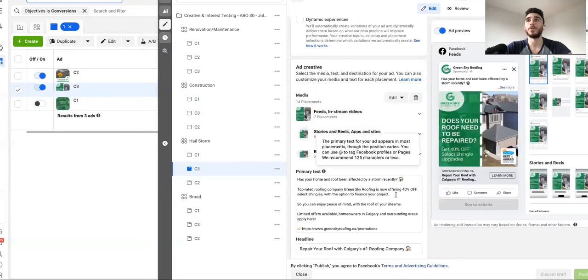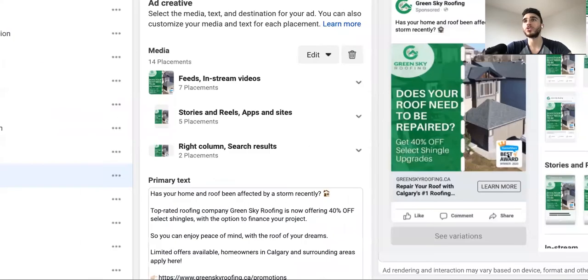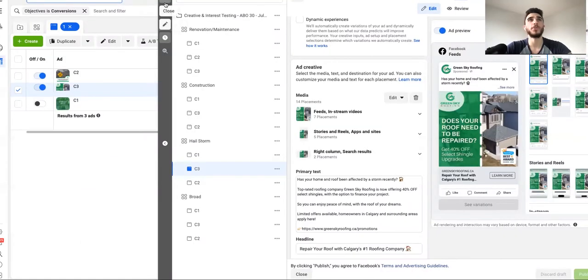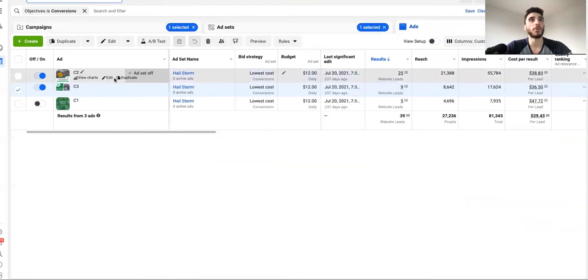It's the same ad copy. We were testing, this is a creative and interest testing campaign. Does your roof need to be repaired? Get 40% off select shingle upgrades. Make the branding prominent, add a little bit of social proof from Homestars. Very simple and sweet. The design is overall beautiful.